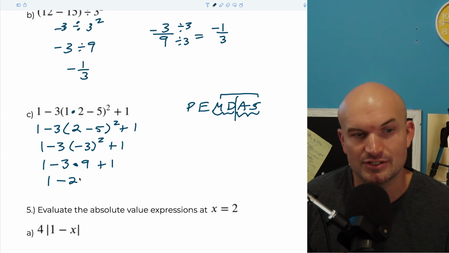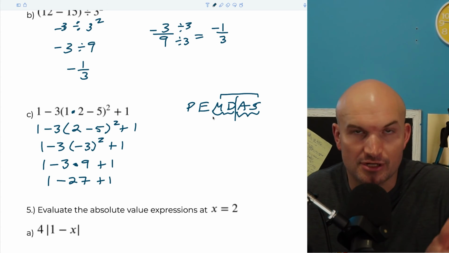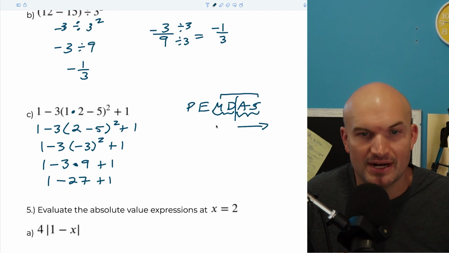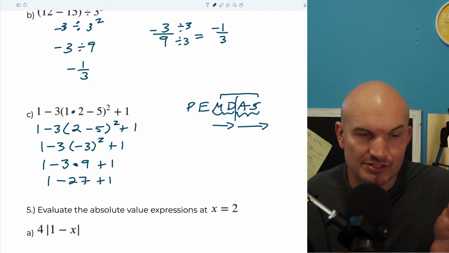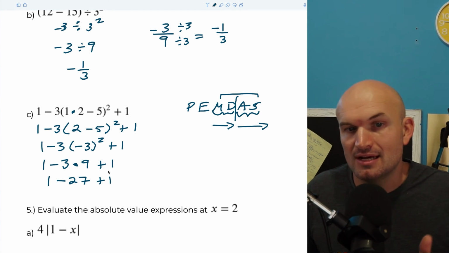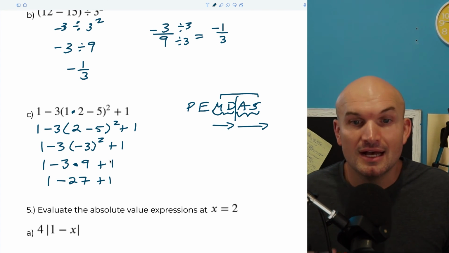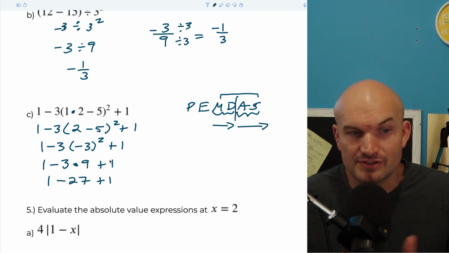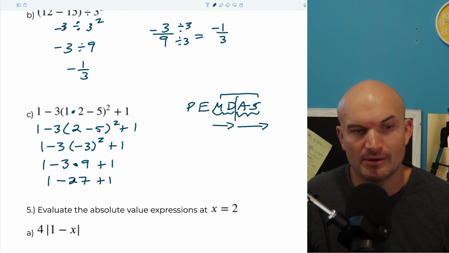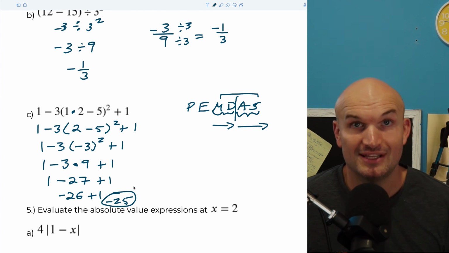So I have a 1 minus 27 plus 1. And now the important thing is, when you're doing addition and subtraction, or multiplication and division, always go from left to right. Here, I'm not going to add before I subtract, because subtraction comes first when going left to right. Remember I said they're interchangeable? They are. Multiplication and division are interchangeable, just work left to right. Addition and subtraction are interchangeable, just work left to right. So what I have here is 1 minus 27, which is a negative 26, plus 1. And negative 26 plus 1 is going to equal negative 25. And that's going to be my final answer for that one.